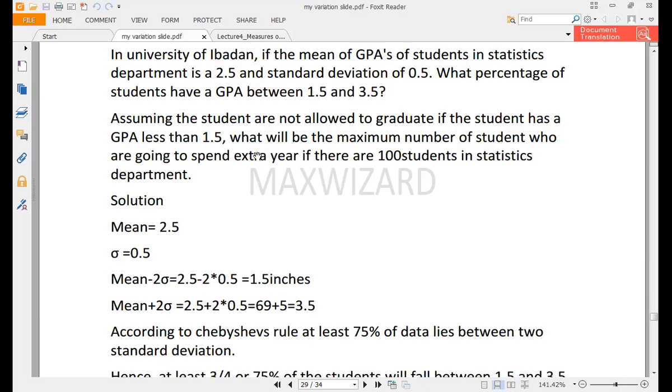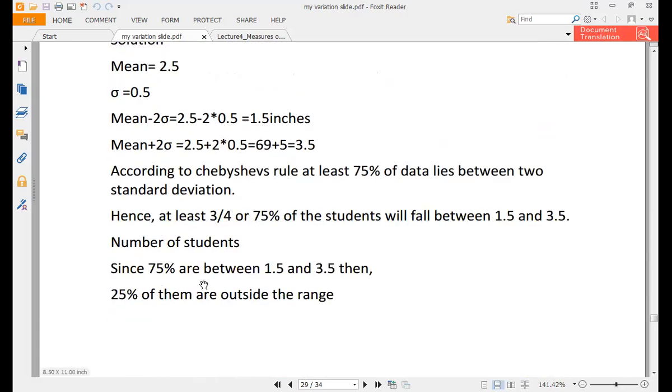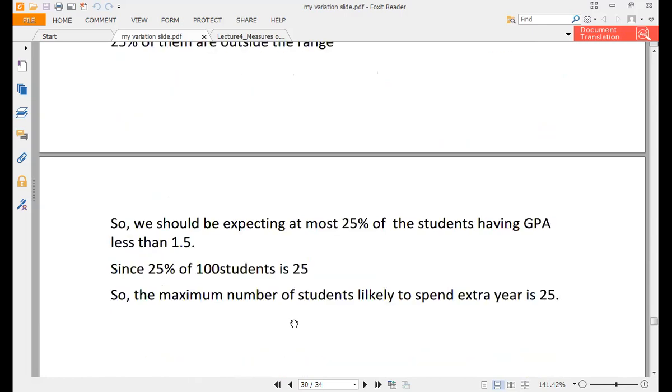So what we are saying here is that those people that are going to have less than 1.5 GP are going to be at most 25% of them, or the maximum percentage of those that can be below this 1.5, or below this range, would be 25%. And that is what we can denote from that. So that's what we are saying here: 25% of them should be outside the range at most, do not forget.